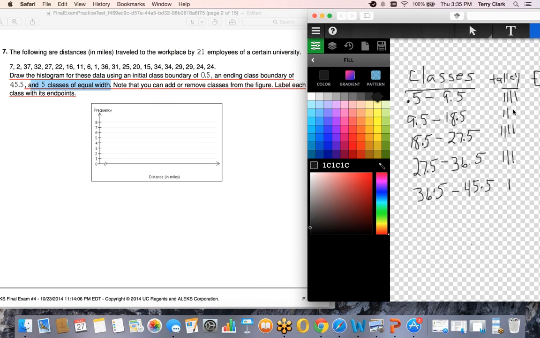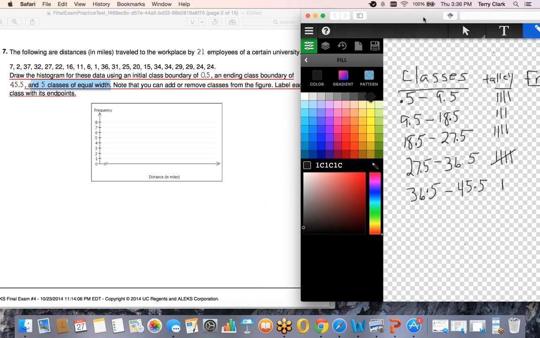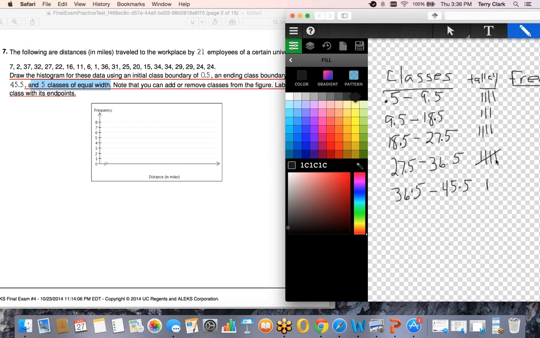The 20 falls in the middle class. The 15 falls in the 9.5 to 18.5. Then the 34, we've got 2 of them, and they both fall in the 27.5 to 36.5. So one tally for one, another tally for the other 34. Then we've got 2 29s. Both 29s fall within that second to last class, so we're going to put in 2 tallies for that.